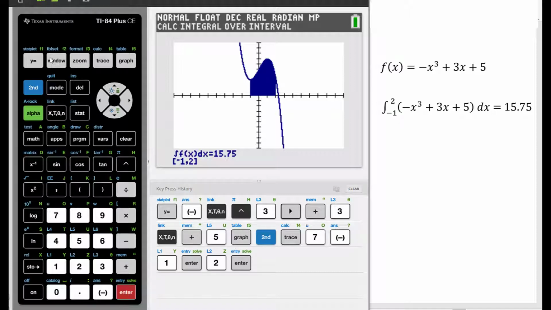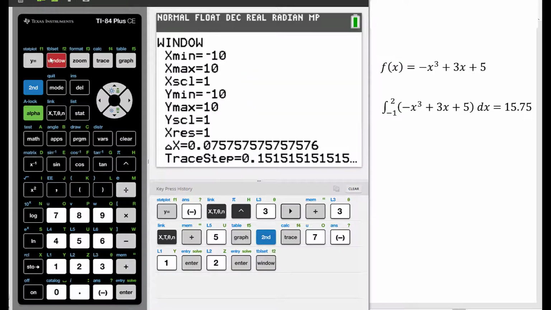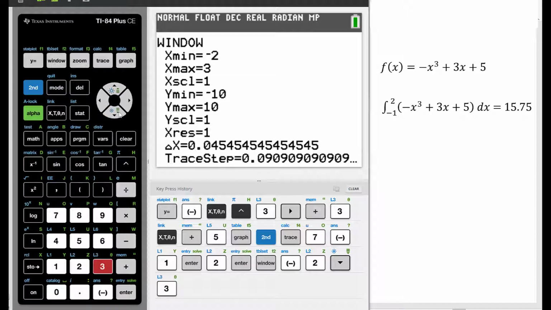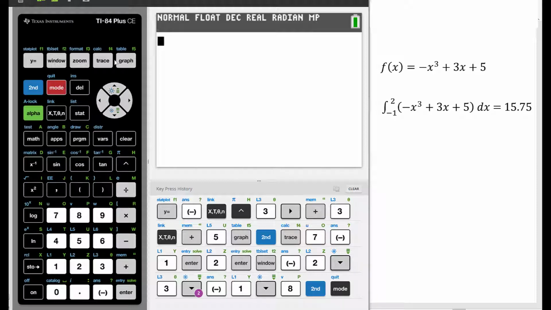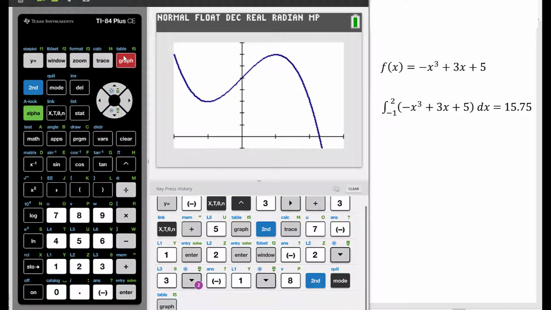I'm going to press the window button and I'm going to change the x-min to -2, then the down arrow key, change the x-max to 3, and then the x-scale, we're going to keep it the same, so just go ahead and press the down arrow key. Y-min is -1, and the y-max is going to be 8. And we're going to keep the y-scale the same. Go second quit. Now we can go back to graph, and this gives us a much nicer picture here, a more zoomed in picture.